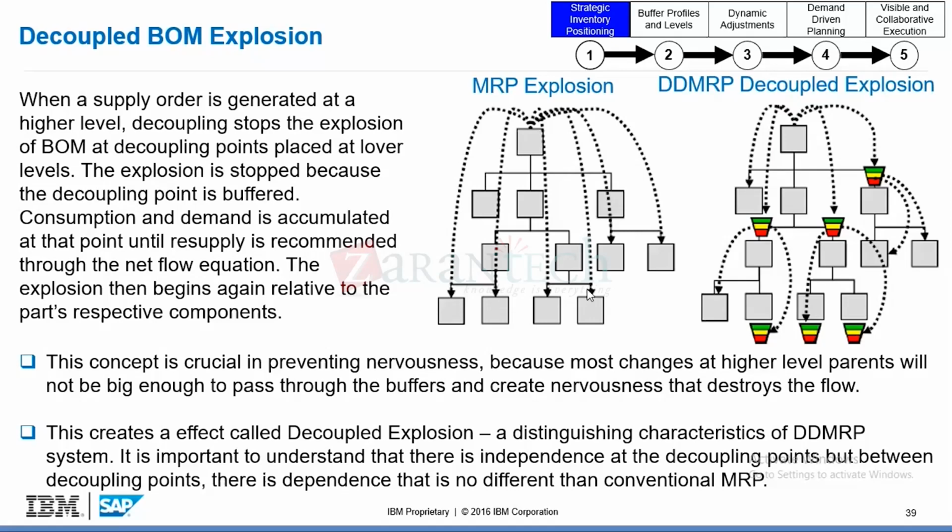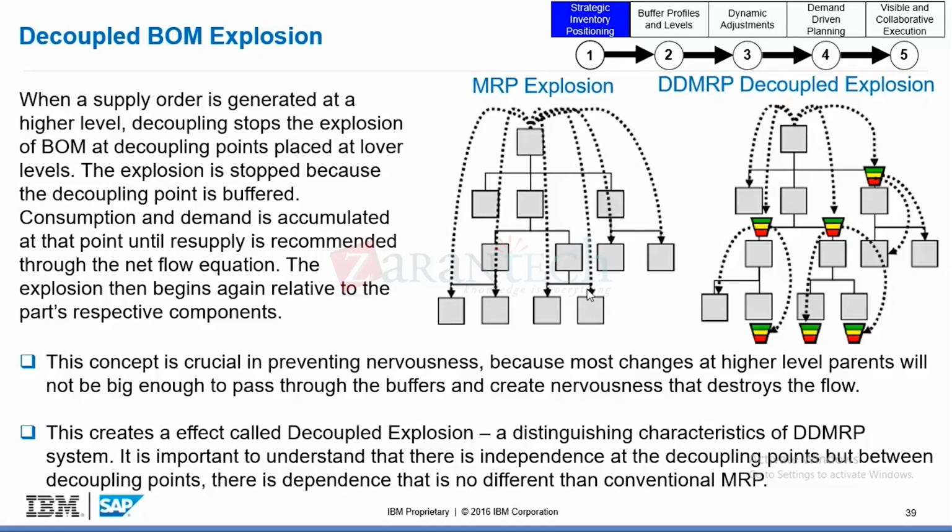And that is why the final net flow calculation and the order quantity and date are calculated based on those equations depending on the buffer zone. The consumption and demand is accumulated at a point until resupply is recommended through the net flow equation. Which point? The decoupling points. The explosion then begins again relative to the part's respective component.